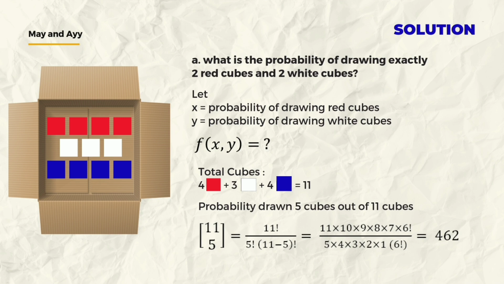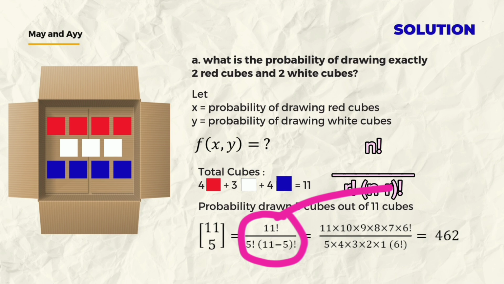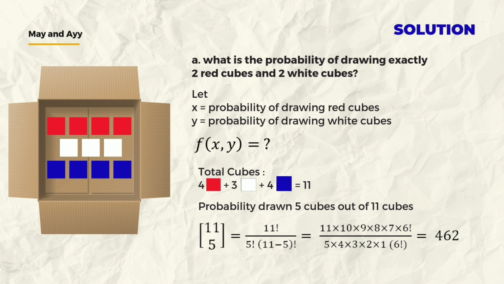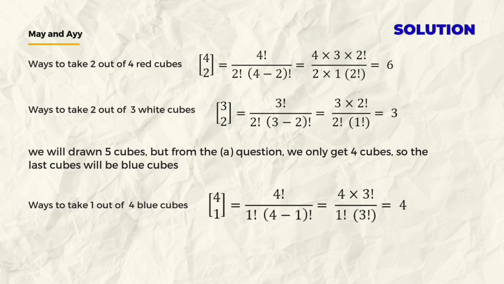We put the formula of the combination, that is n factorial over r factorial times (n minus r) factorial, like this. And we can cancel over here, and the result is 462. Then the question wants us to draw exactly two red and two white. Since the question wants us to take 5 cubes, the last cube will be blue.